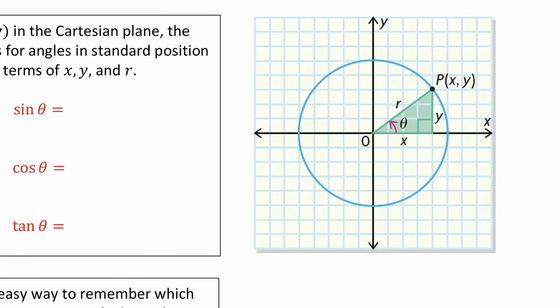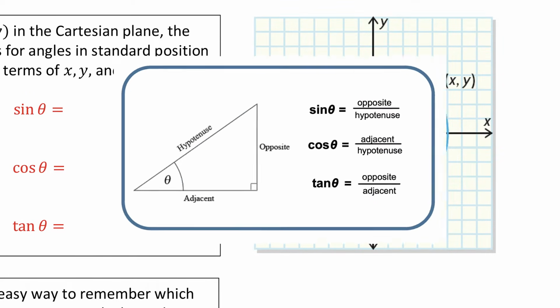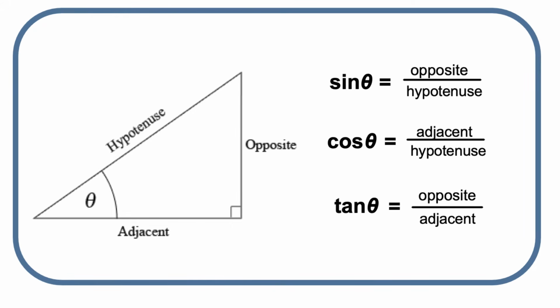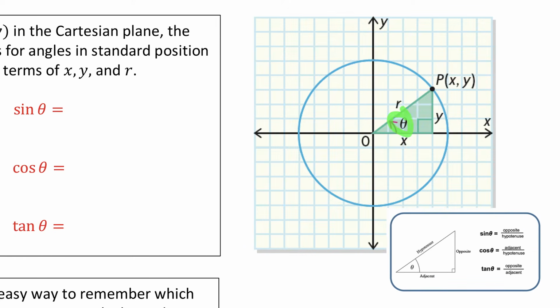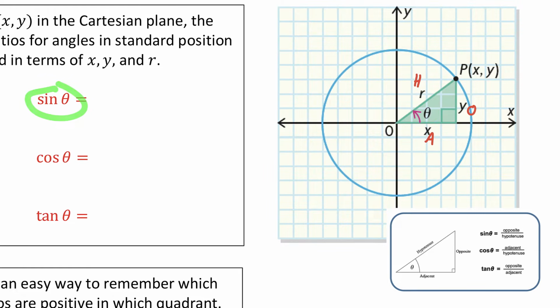Remember, sine, cos, and tan, we usually express in terms of opposite, adjacent, and hypotenuse. So from this reference angle theta, I know that y is the opposite side, x is the adjacent side, and the radius is the hypotenuse. So my sine ratio from the reference angle, sine is opposite over hypotenuse. So in this case, it's y divided by r. Cosine of the reference angle is adjacent over hypotenuse. So that's x over r. And tan of the reference angle is opposite over adjacent, which is y over x.